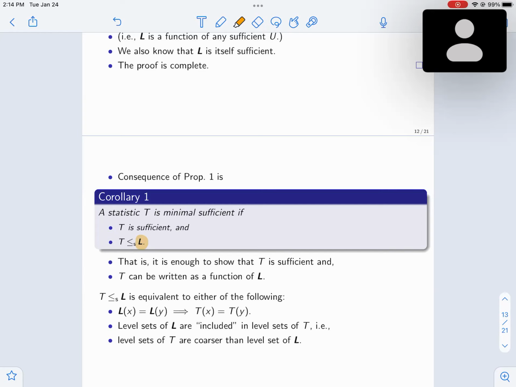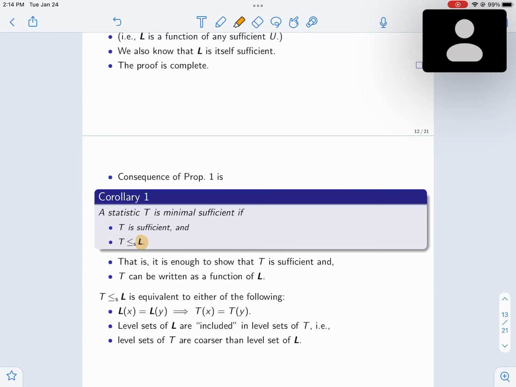So there are two conditions for being minimal. One is that T is sufficient, so we are assuming that. The other one is that T is a function of any sufficient statistic. So does the second one give you that? Yes. L is a function of any other sufficient statistic, so T is a function of all of them. Because L is minimal sufficient, it's a function of any other sufficient statistic. So if T is a function of L, by function composition it's going to be a function of any other sufficient statistic.